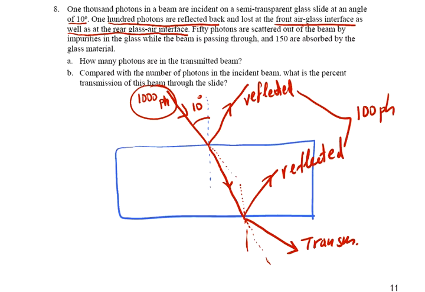50 photons are scattered out of the beam by impurities in the glass while passing through, and 150 are absorbed by the glass material. So these 50 are scattered as they go through, so you have some which are scattered. So all of these here are 50 photons, and then 150 are absorbed in the glass material. And then in this path you have 150 photons absorbed. So the question is, how many photons are in the transmitted beam?